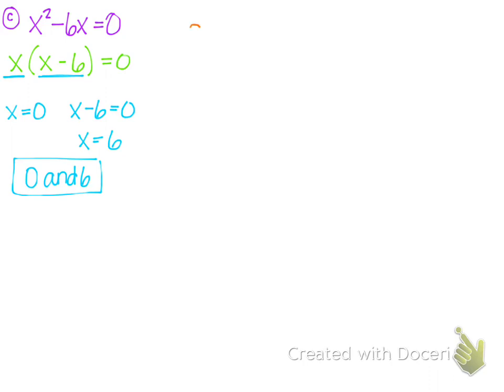Okay, let's do another one. We're getting good at these. We have x squared minus 36 is equal to 0. Always check for a GCF. If we look at these 2 terms, they don't have a greatest common factor.